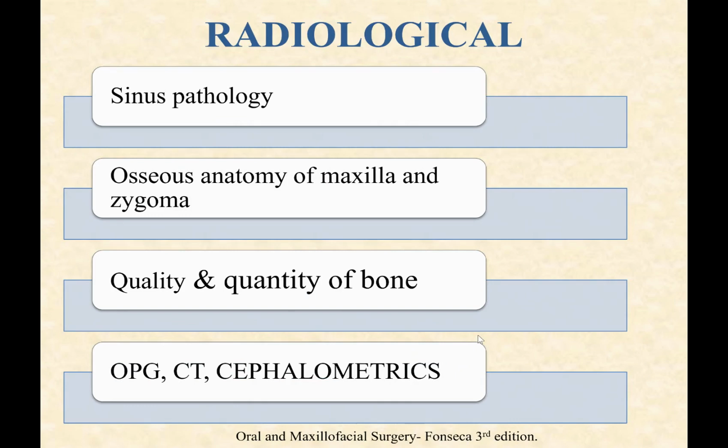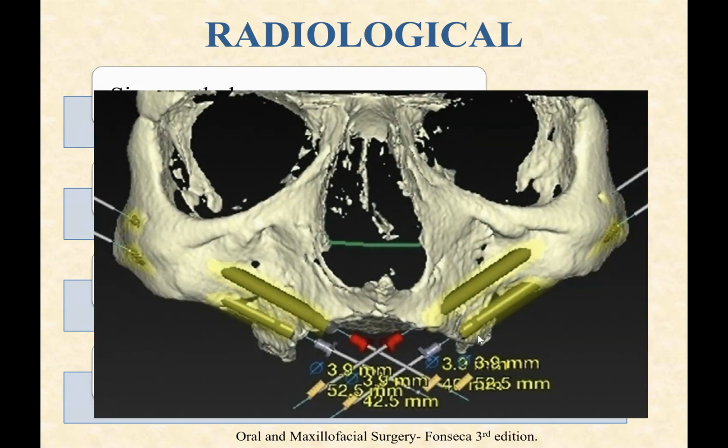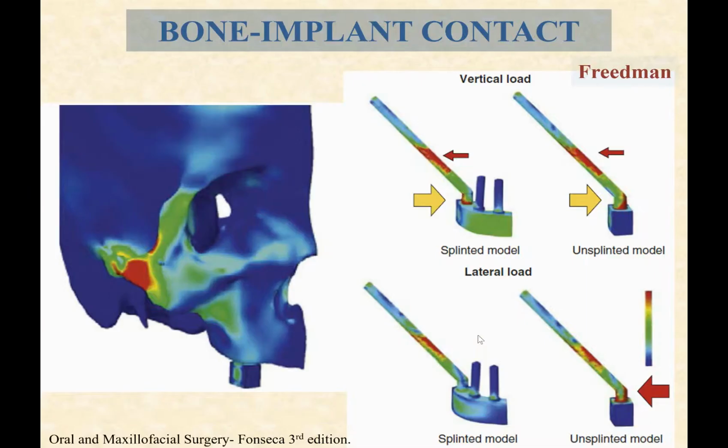Radiologically, sinus pathology and osseous anatomy of the maxilla and zygoma should be assessed. Quality and quantity of bone should be good, with the radiological diagnosis made from OPG, CT, and cephalometrics. This CT shows the sinus health, where hemosinus and sinusitis are present. And this CT shows the placed zygomatic implants.